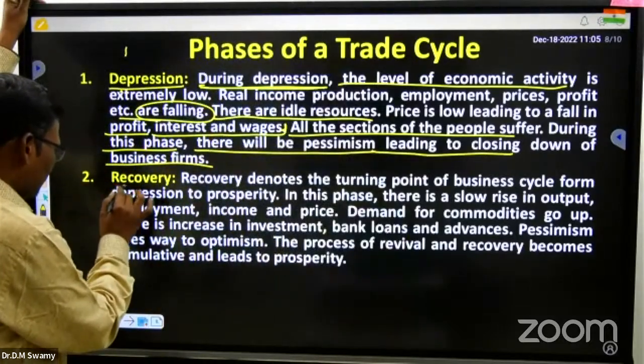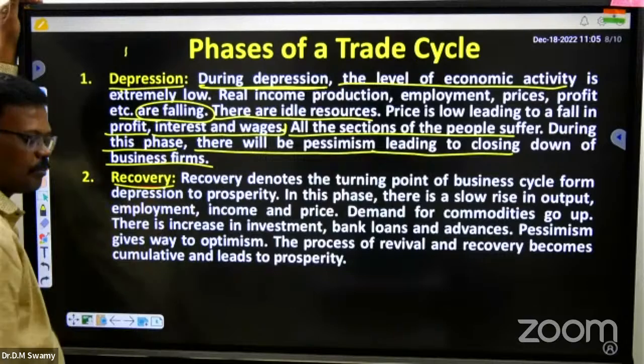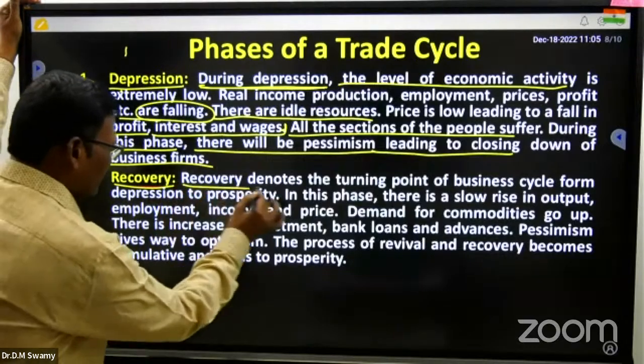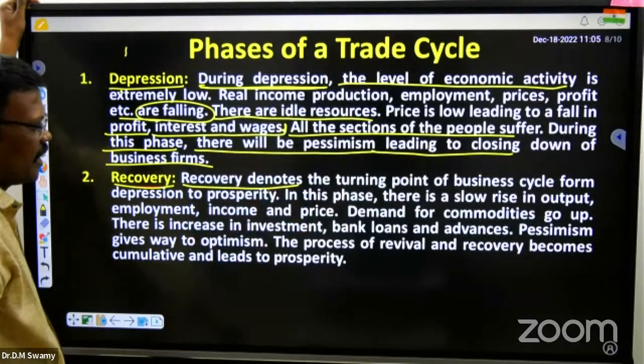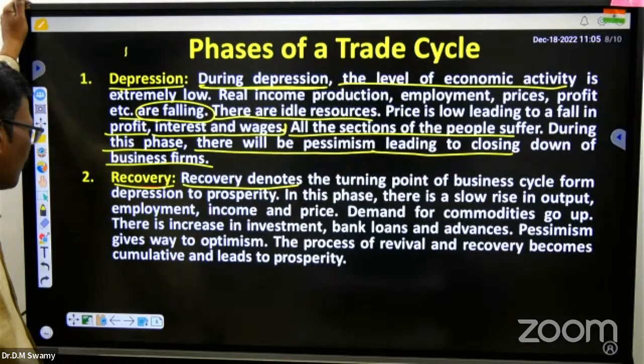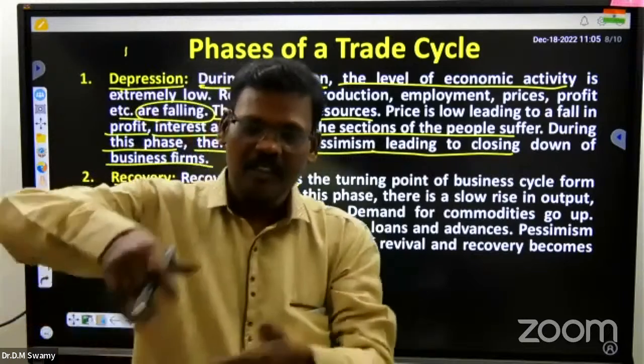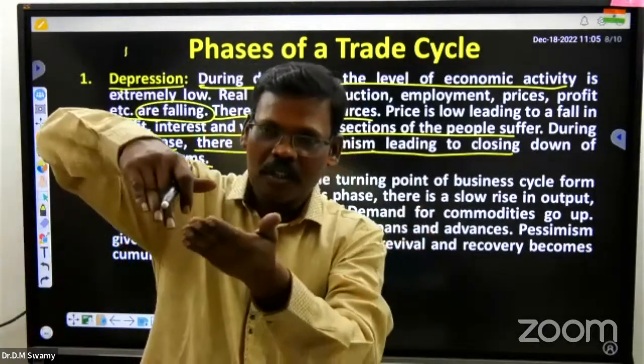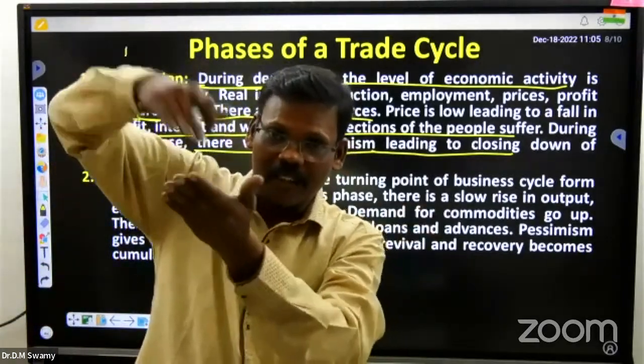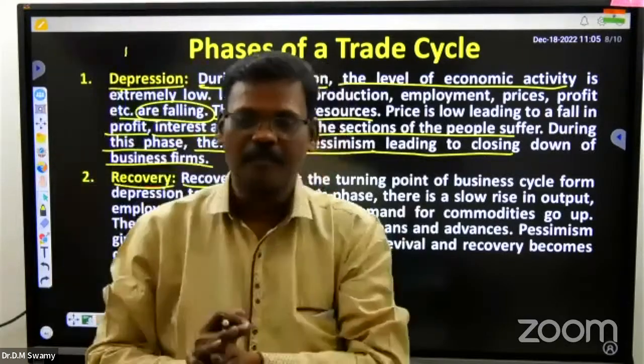The second is the recovery stage, we can say. During the recovery, it denotes the turning point of the business cycle from the depression to the prosperity. From the depression, from the economic crisis, it is moving towards the prosperity.